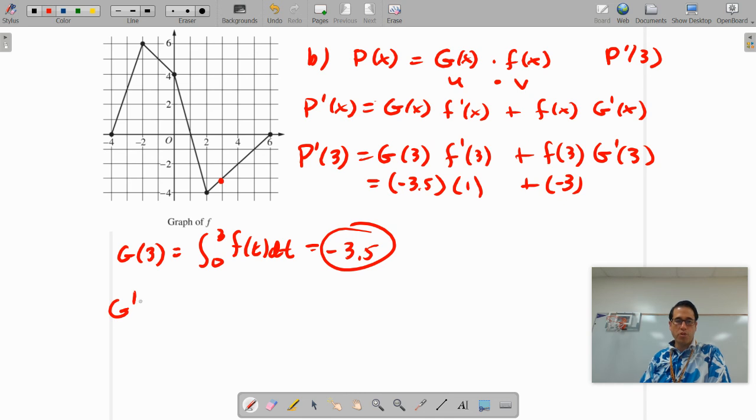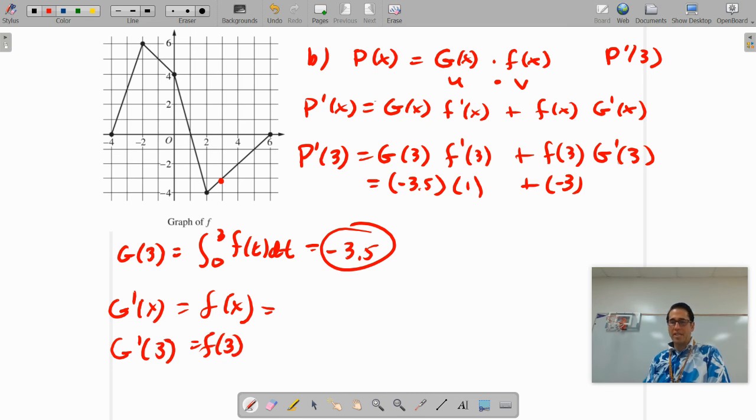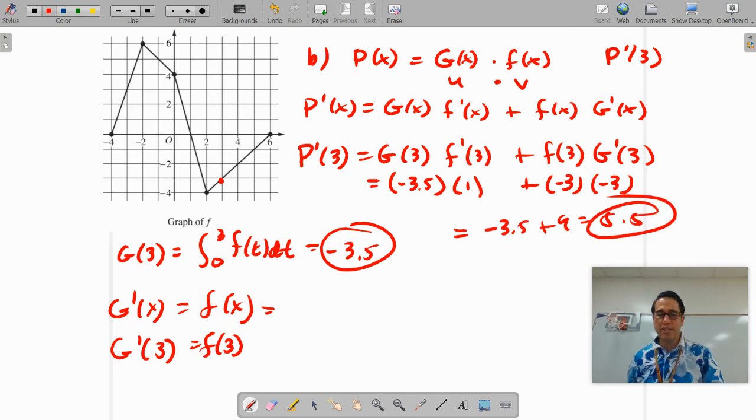And then G prime of x would be equal to just f of x, so G prime of 3 would be equal to f of 3. Oh my gosh. So it's like -3 times -3. And if you do all of that work together, you get -3.5 plus 9, which is 5.5. Not too bad. You guys.